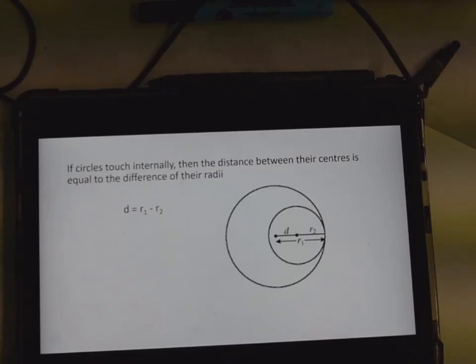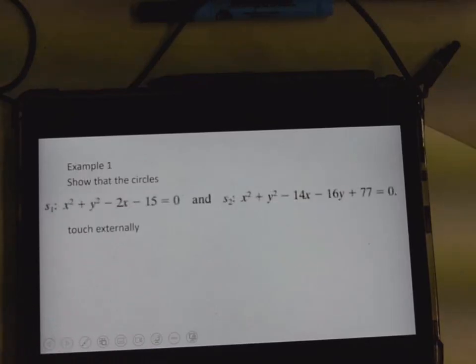Right, an example. We're all good? All okay? Yeah? Right, so example 1, only example. Show that the circles, there they are, touch externally.